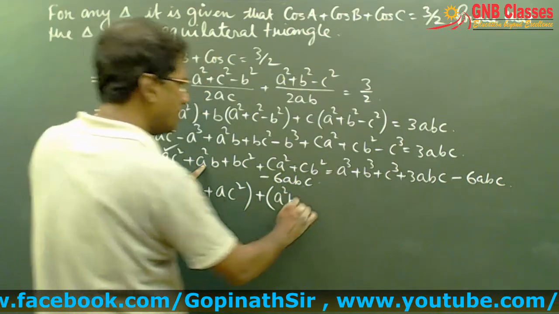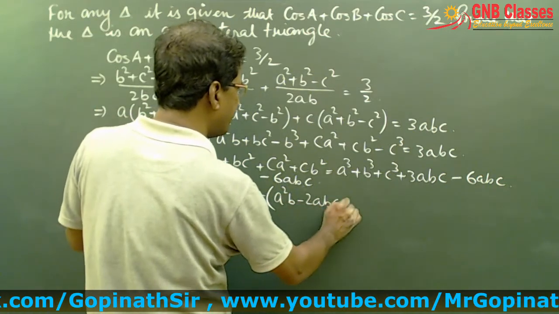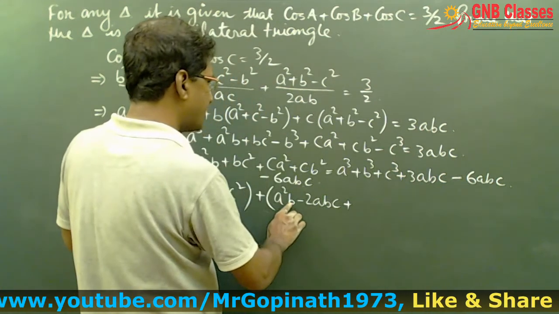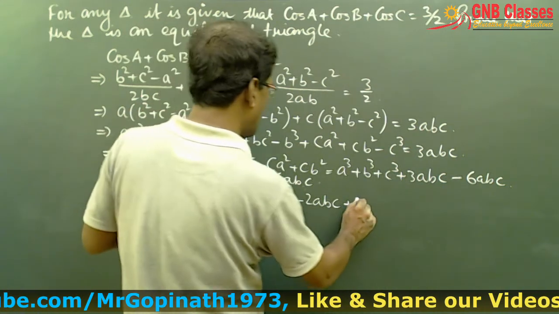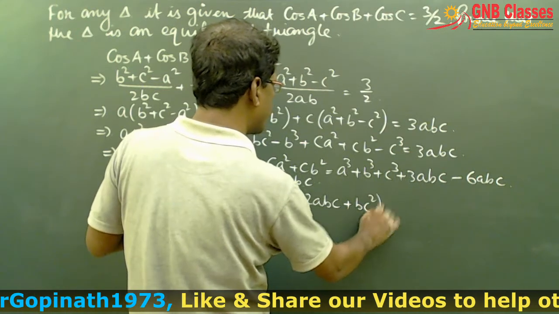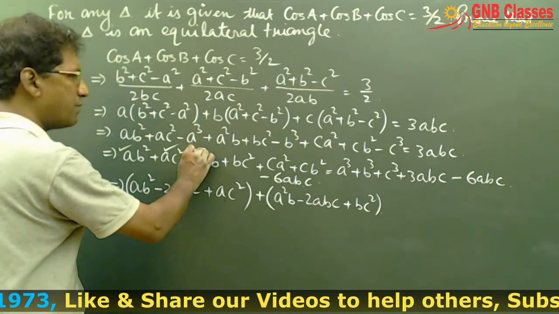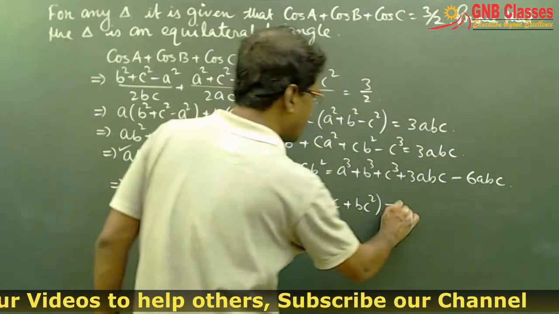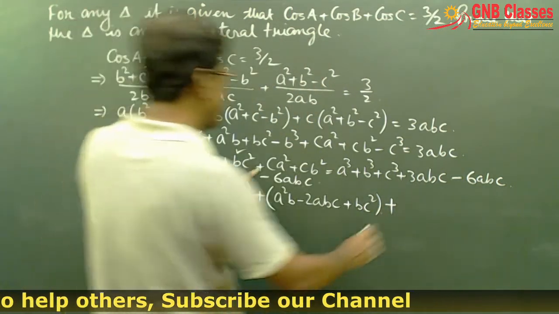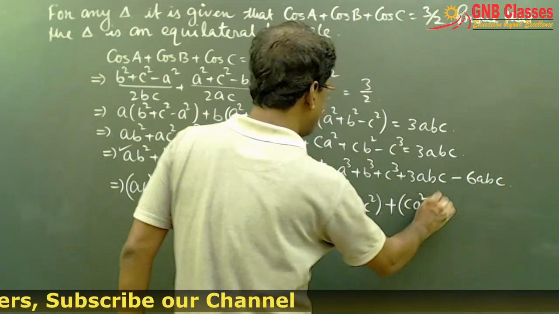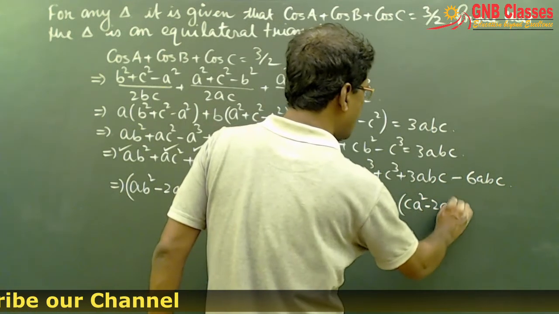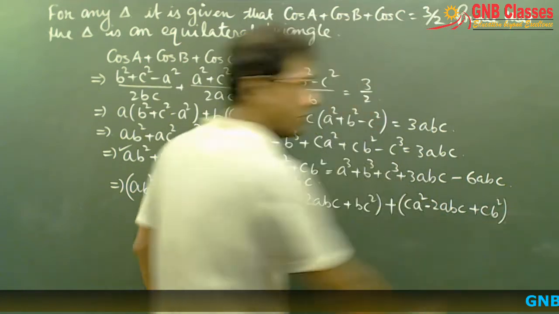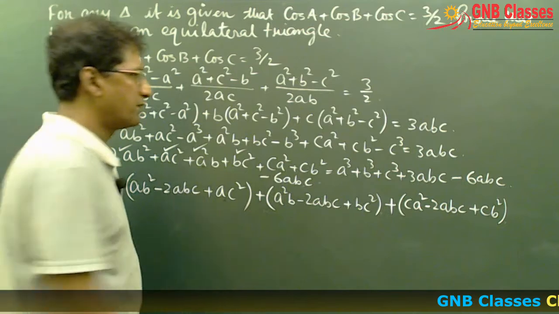The next one, A square B minus 2ABC plus, it's A square B, right? So we are taking BC square. So A square B, BC square and minus 2ABC in one bracket. So another one, the rest one is CA square minus 2ABC plus CB square. Is it clear to all of you? Have you understood this? Okay.